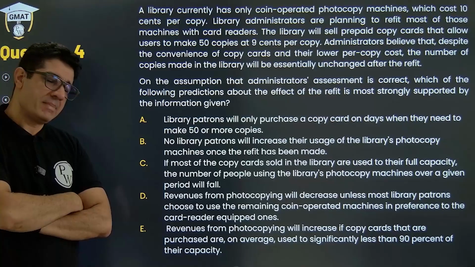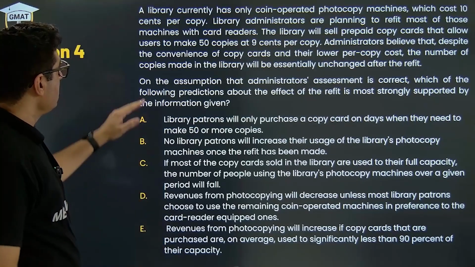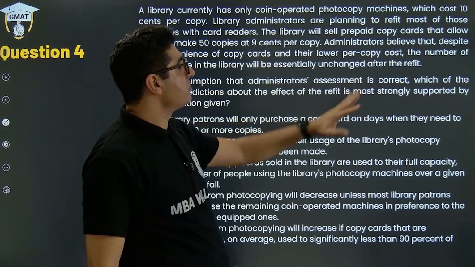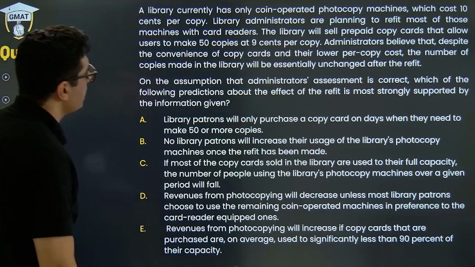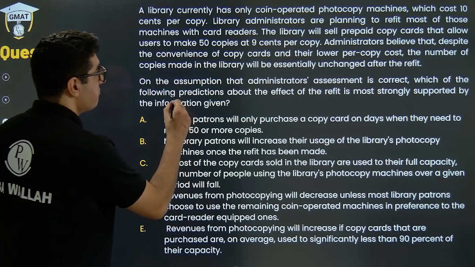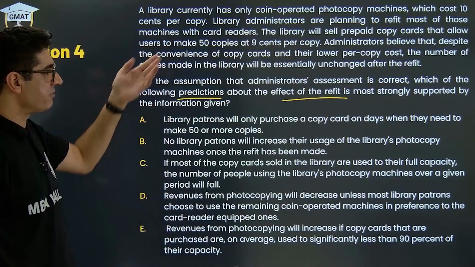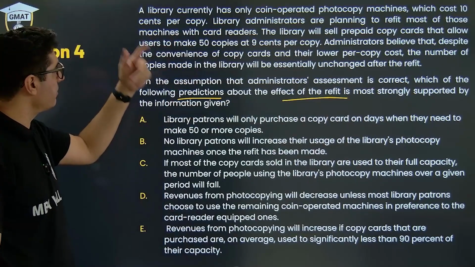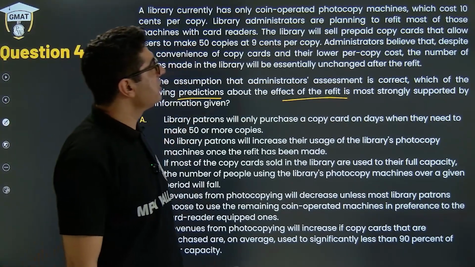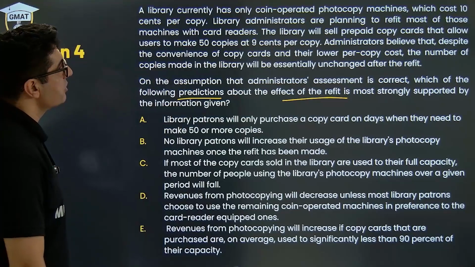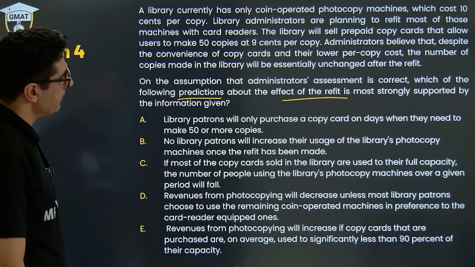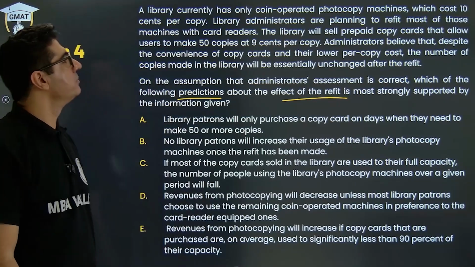Ready? Let's go. On the assumption that the administrator's assessment is correct, which of the following predictions about the effect of the refit is most strongly supported by the information given? So, which refit? Let's see. A library currently has only coin operated photocopy machines which cost 10 cents per copy. So we got one fact.